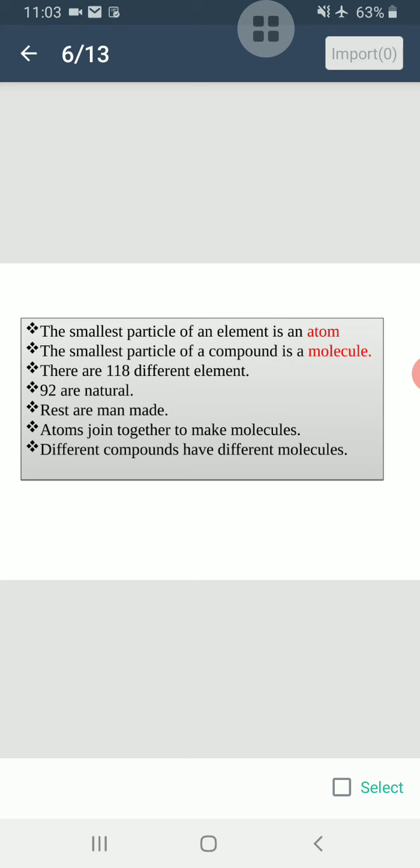And you know, there are about 118 different elements, out of which 92 are natural and the rest are made by scientists in laboratories. The common elements are hydrogen, oxygen, chlorine, zinc, helium, sodium, silver, sulfur, magnesium, nitrogen, aluminium and mercury.